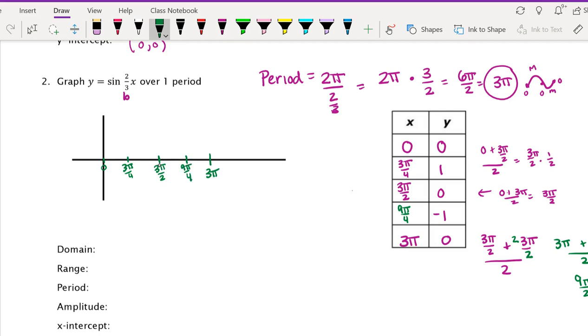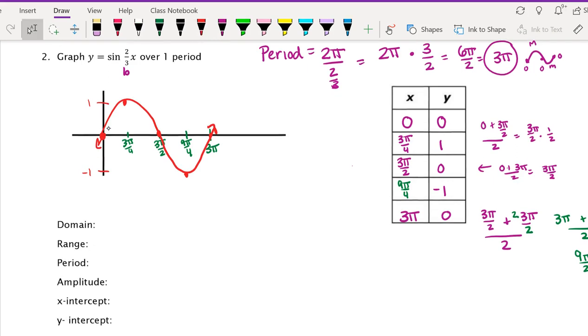Okay, we start at 0, 0. The sine starts at a 0. We come to a maximum of 1, come back to 0. We go to a minimum of -1, and we come back to 0. Connect with a curve and add in some arrows.